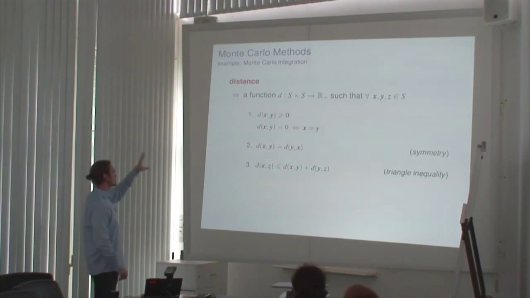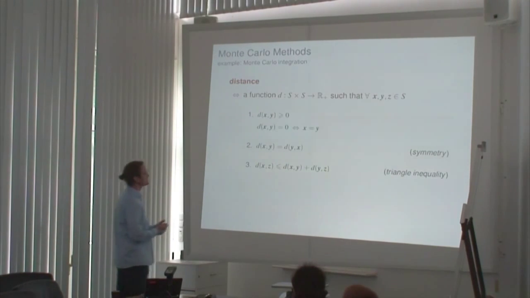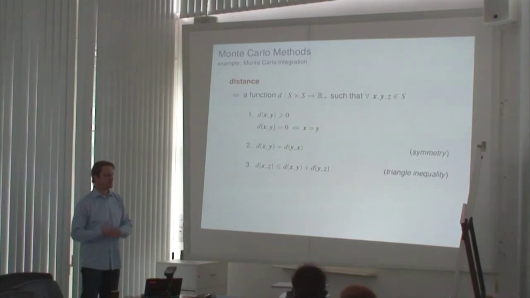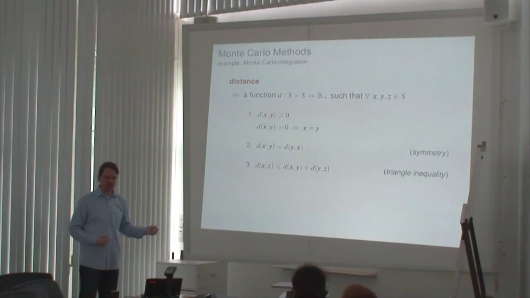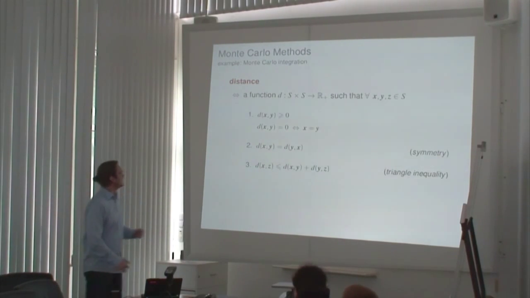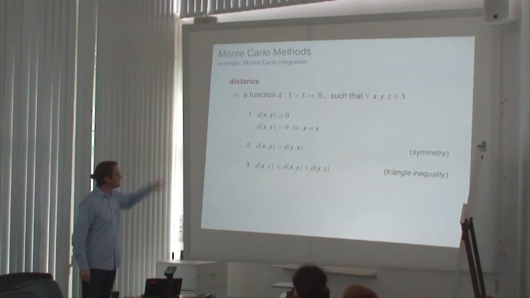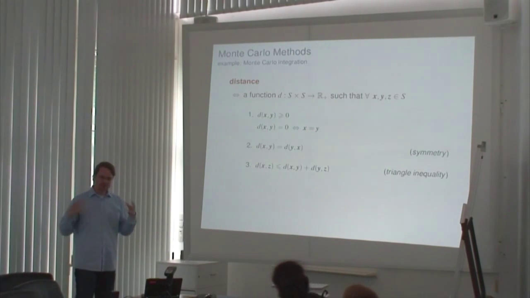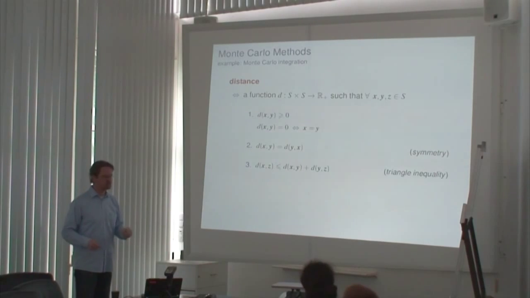The first property of this function d, the distance, is that the distance between two objects, x and y, is always greater or equal than 0. Right? This is basically the definition. And the first property is that this distance, if it is 0, that implies that x is equal to y.